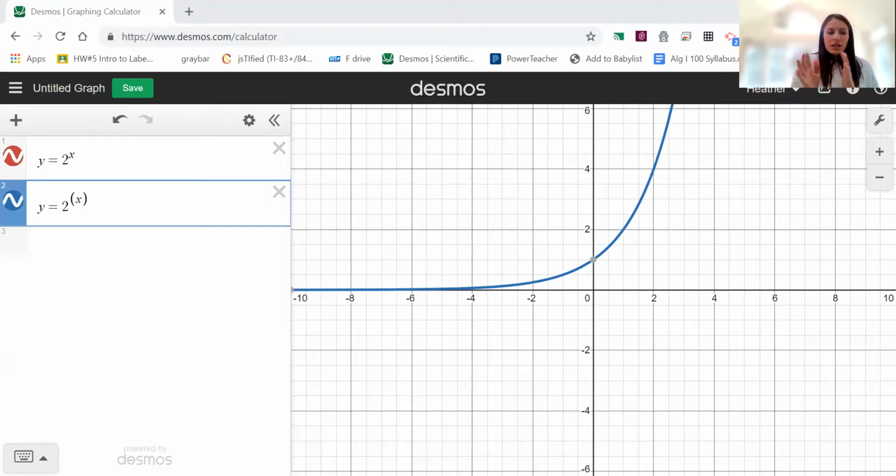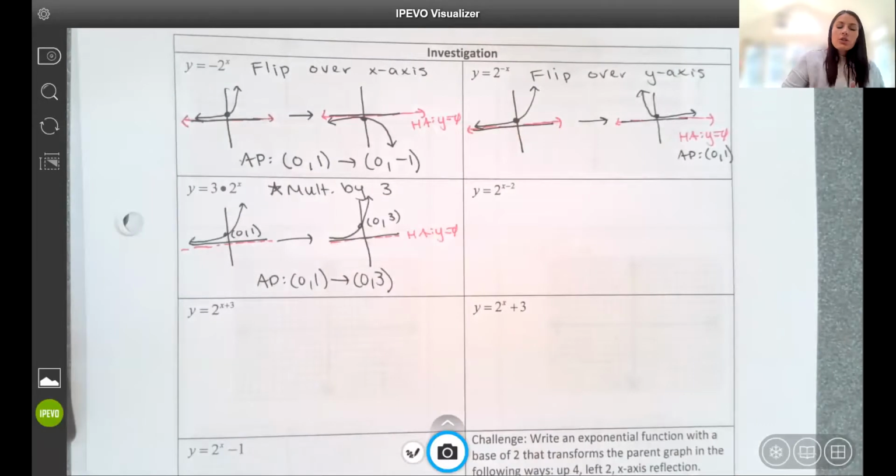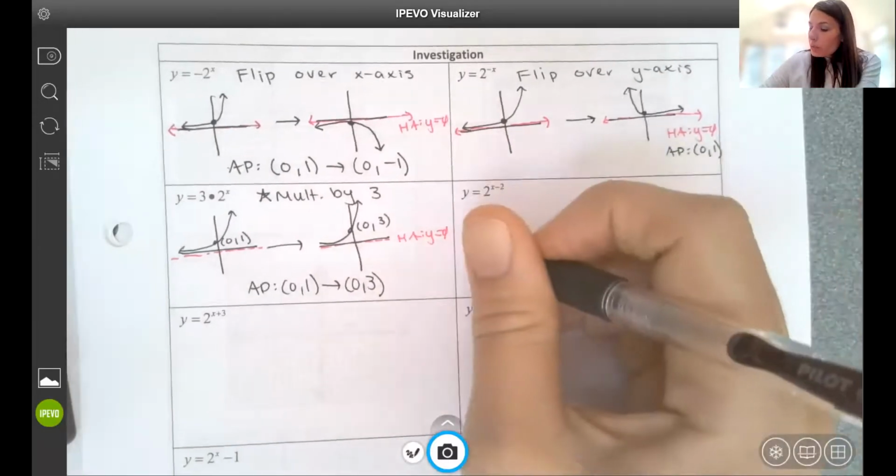So what we see there is this X value change. We're seeing this horizontal shift. We're either going to the right or we're going to the left. So let me go back to our notes and let's write what we observed here. So how does that change our anchor point?